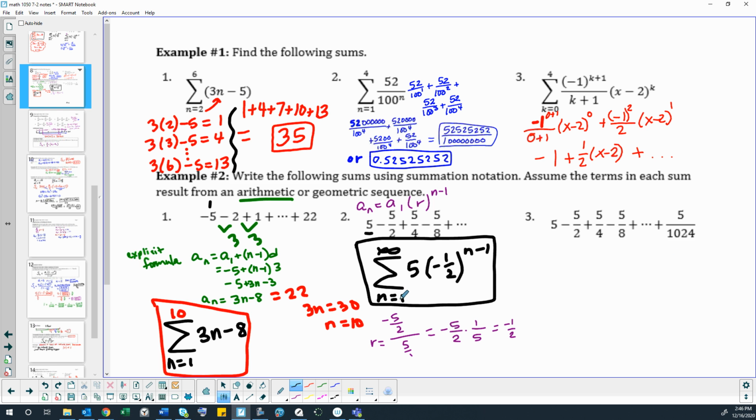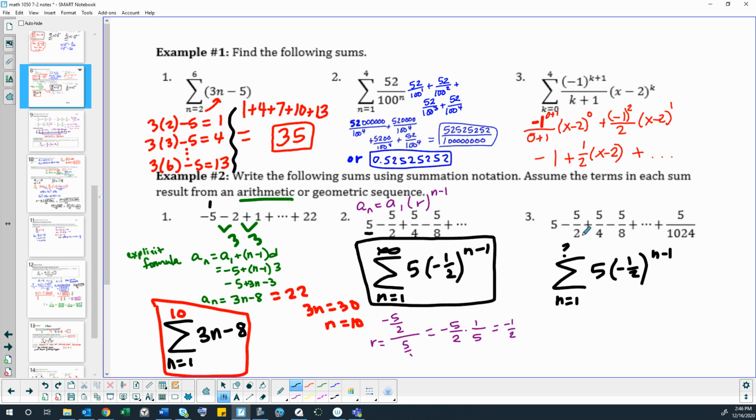Alright, the next one is actually the same geometric sequence. It just has an ending point. So we start at 1, and this time we're going to end at some number. We need to figure out what number that is. It's going to be the same formula here, because it's the same sequence. We just have to have that ending number. So let's go ahead and figure out what's going to work.